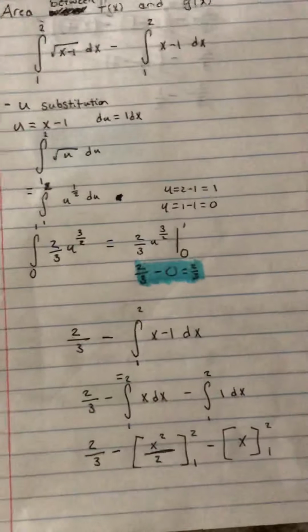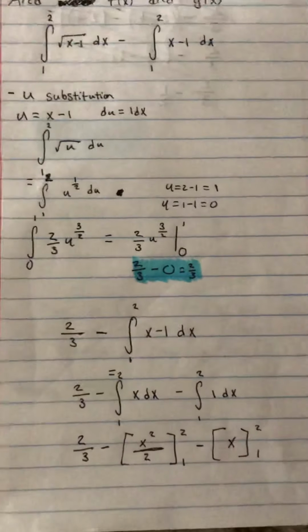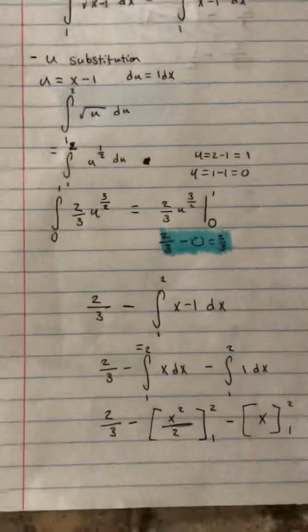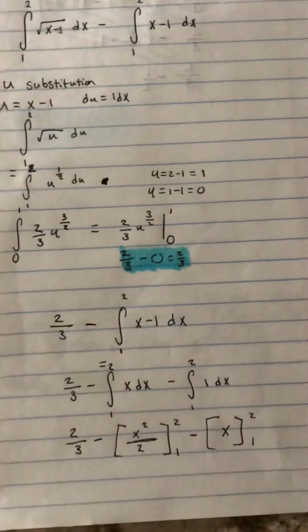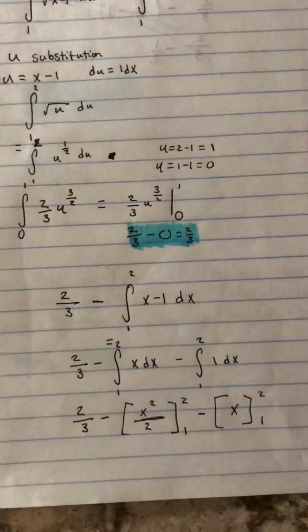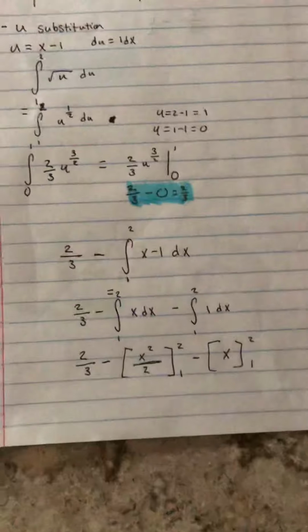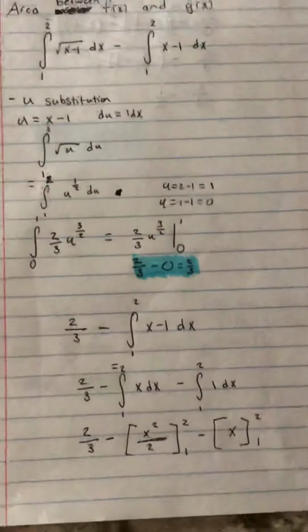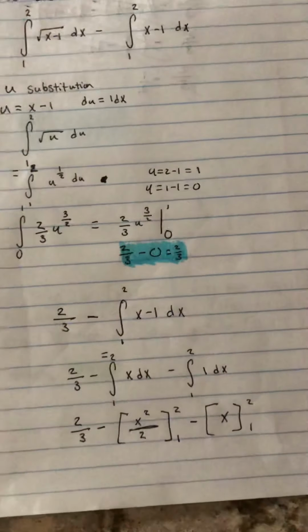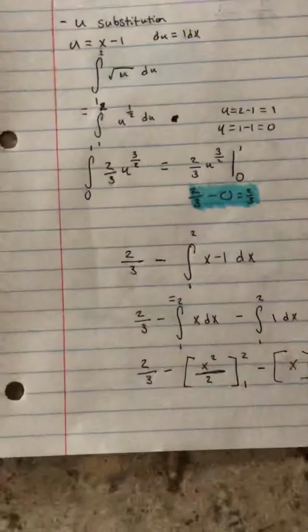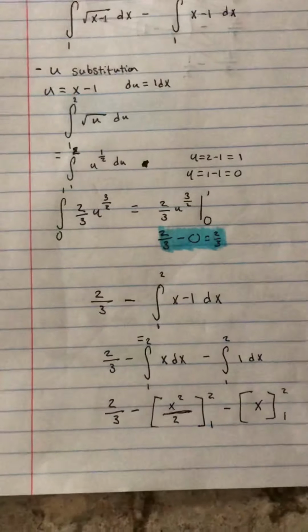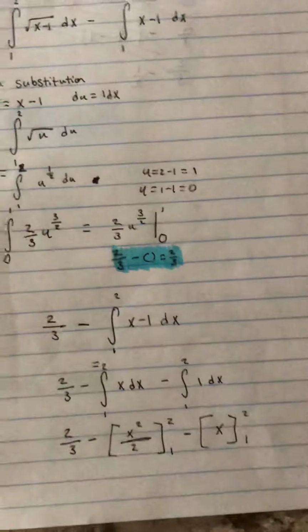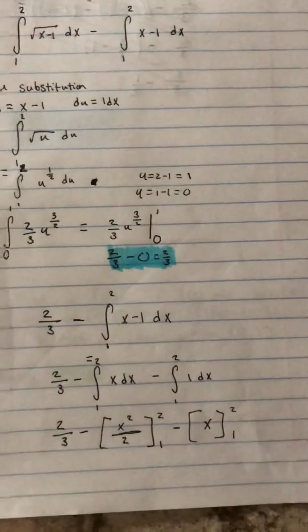So there you found the area of the first function, and now you have to subtract from that the area of the second function. So for this one, I just rewrote it as 2/3 minus the integral from 1 to 2 of x minus 1 dx, which can be written again as 2/3 minus, then I split the two integrals up to make it simpler, the integral from 1 to 2 of x dx minus the integral from 1 to 2 of 1 dx. So from there, you have to take the antiderivative of x, which is just x squared over 2, because x to the n plus 1 over n plus 1 gives x squared over 2. And then the antiderivative of 1 is just x.